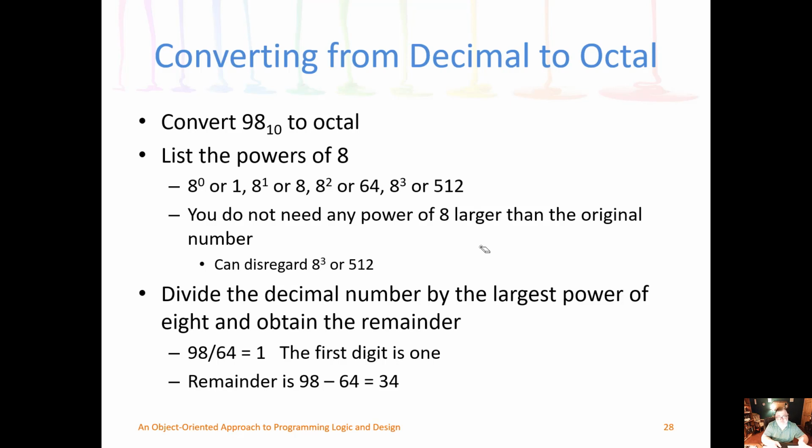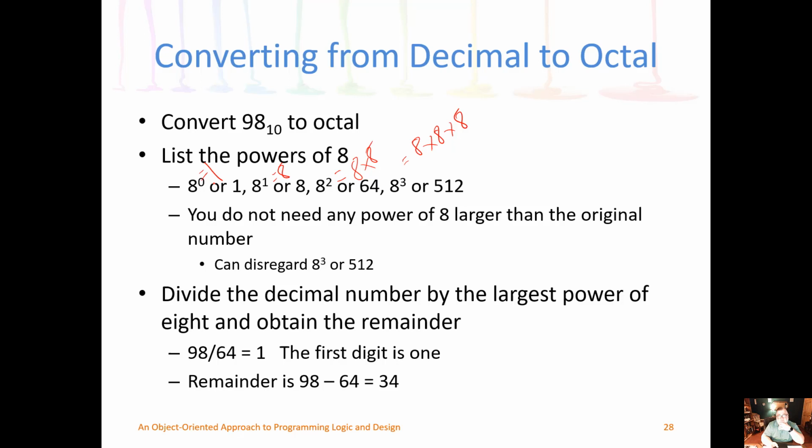So we have 8 to the 0, which is 1, 8 to the first, which is 8, 8 squared, which is 64, 8 cubed is 512, and so on and so forth. Just again, to reiterate, 8 squared is just 8 times 8. 8 cubed is 8 times 8 times 8. 8 to the first is 8, and 8 to the 0, anything to the 0 is always 1.